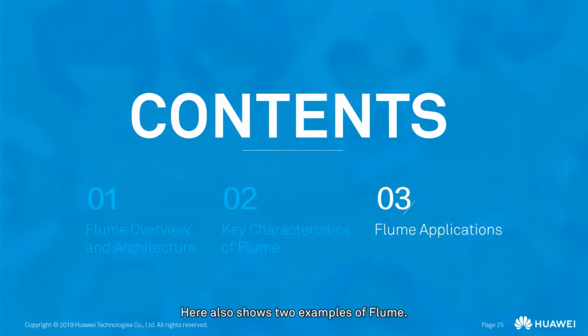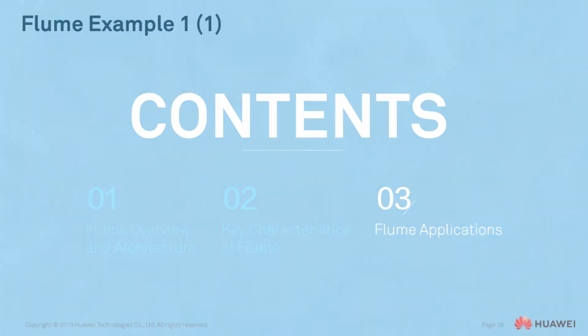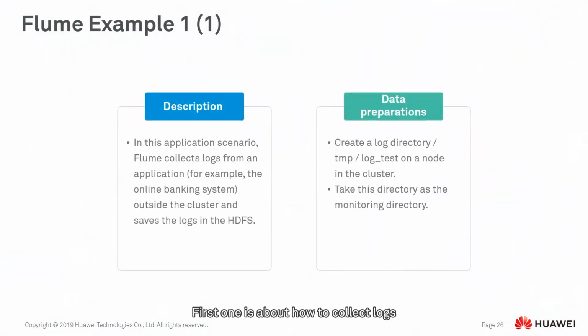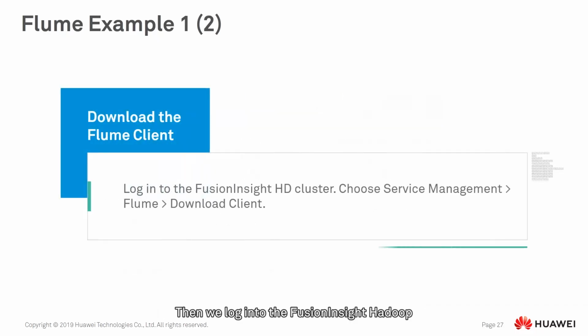Here also shows two examples of Flume. The first one is about how to collect logs from an online banking system to HDFS by Loader. We need to create a log directory in the cluster first, and take this directory as the monitoring directory. Then we log into FusionInsight Manager to download and install the Flume client.